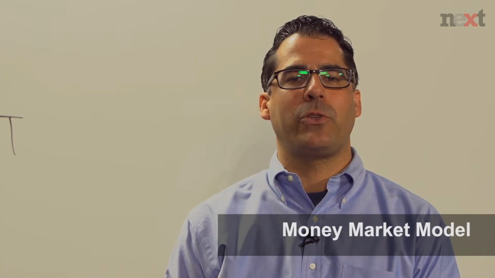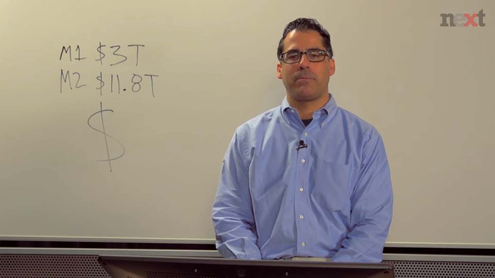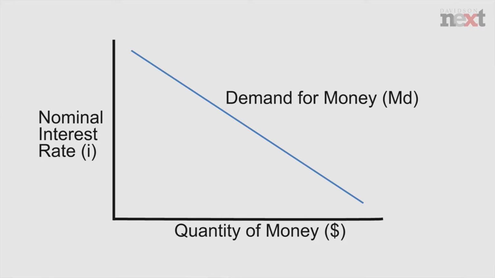Economists use a model called the money market model to describe how the nominal interest rate gets determined. It's based on the supply of money, the demand for money, and the factors that affect them. Let's first take a quick look at the components of this model, then we'll put them together to see what happens. The demand curve for money illustrates the quantity of money demanded at a given interest rate.